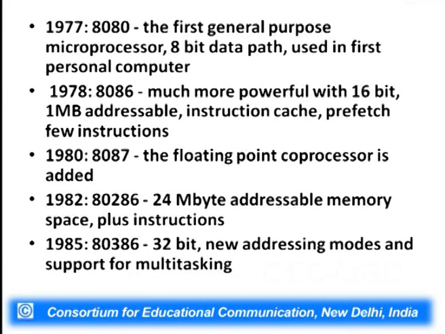Now, coming over to the evolutionary progress of computer organization, 1977 marked the 8080, the first general purpose microprocessor, which had an 8-bit data path and was used in the first personal computer. 1978 marked the introduction of the 8086, a much more powerful 16-bit, 1 MB addressable processor, which had an instruction cache. That means it could prefetch the instructions ahead of time while a current instruction was executed.